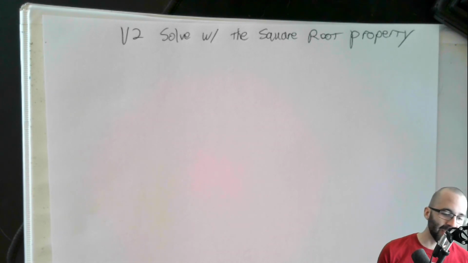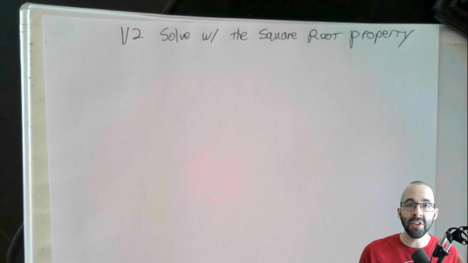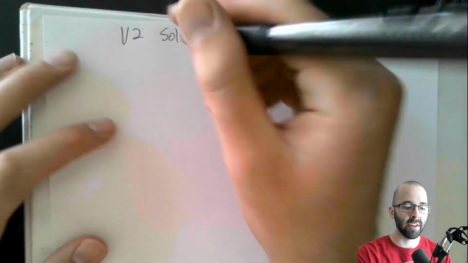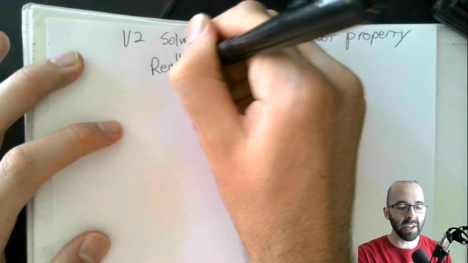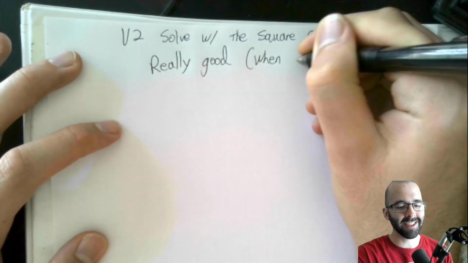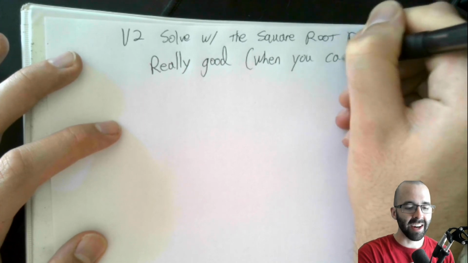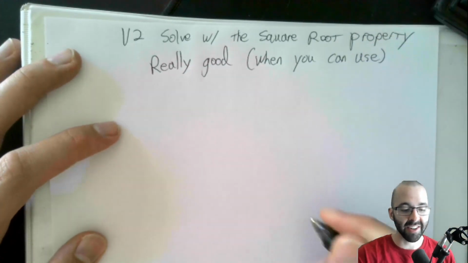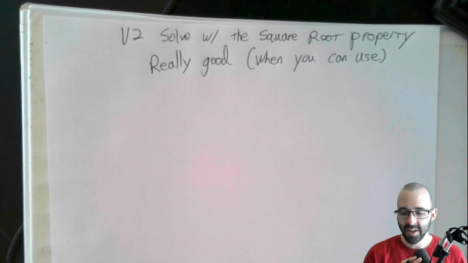We're going to be solving with the square root property. This property is really good and really easy as long as you can use it. If you can't use it, obviously it's not very good. So whenever possible, use this property.